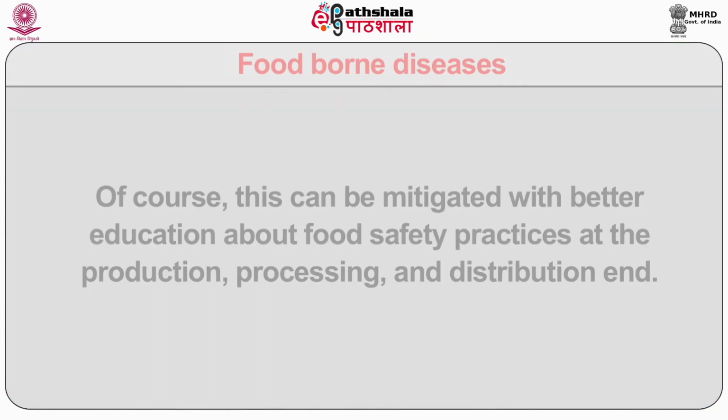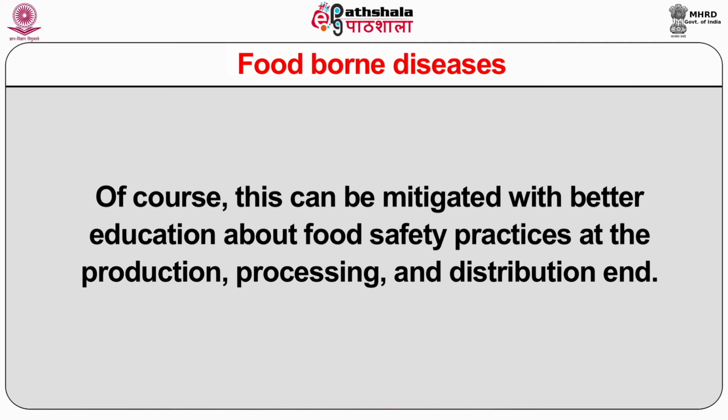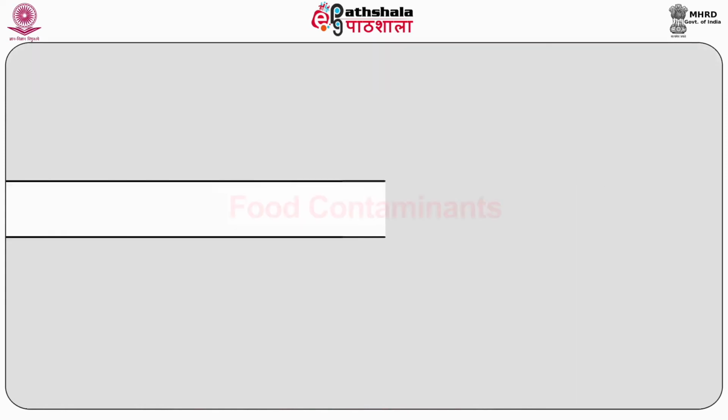Millions of Indians suffer from food poisoning each year and a big number of people die also. Of course, this can be mitigated with better education about food safety practices at the production, processing and distribution end. Food contaminants. In fact, viral contamination and bacteria have become a vital reason to cause foodborne diseases. So, we cannot underestimate the importance of food safety concerns.